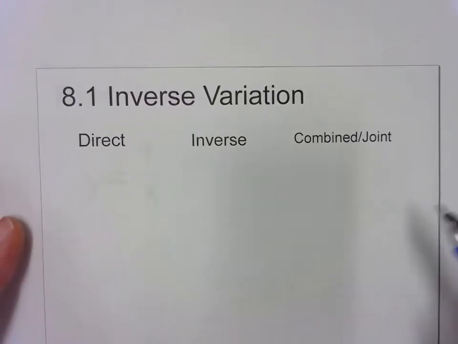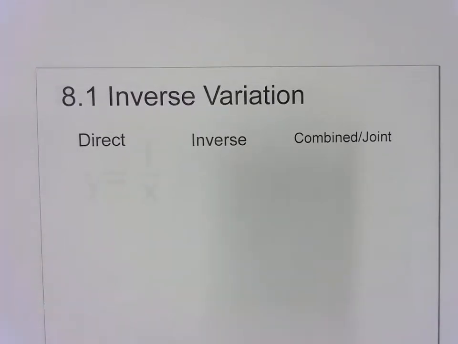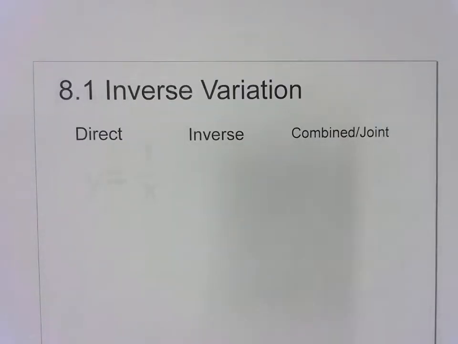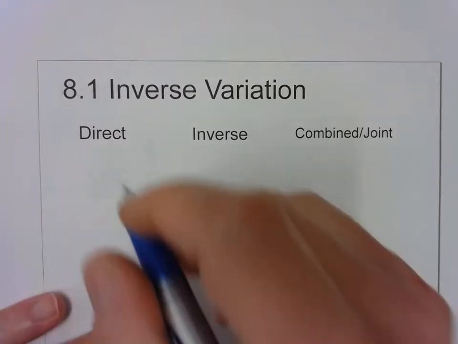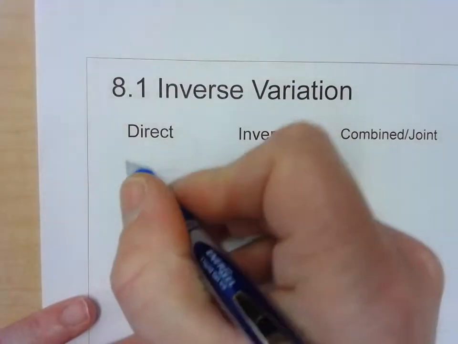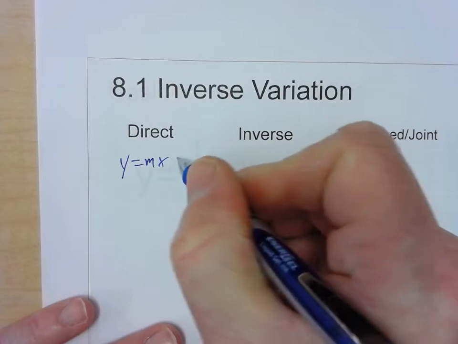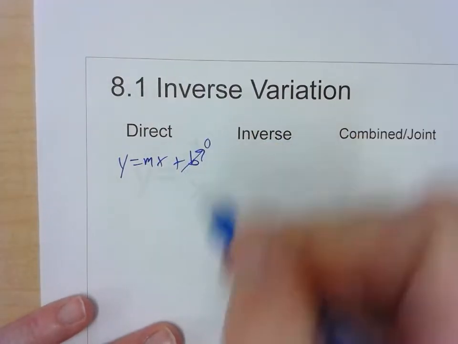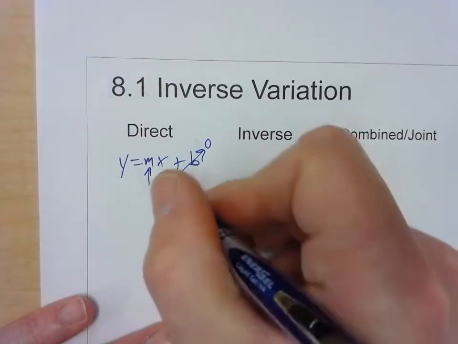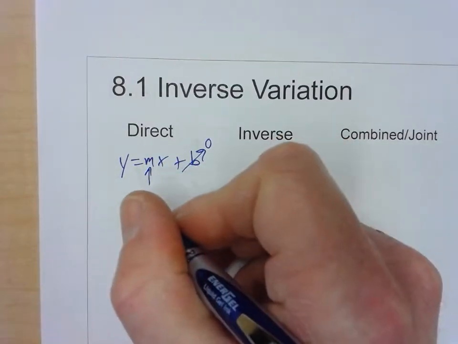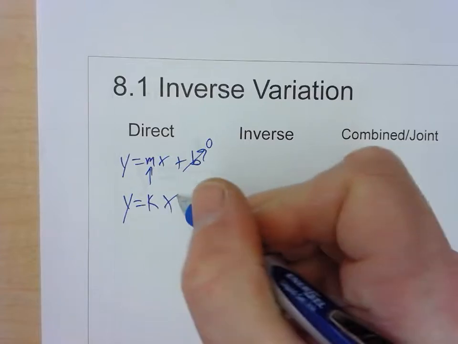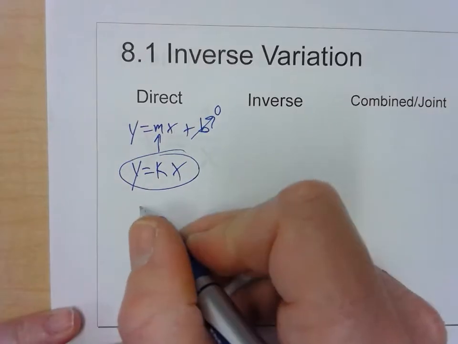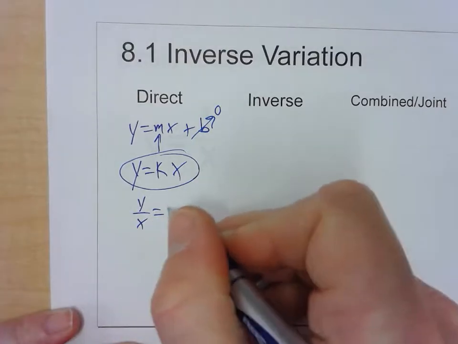All right, welcome to section 8.1, inverse variation. There are three different kinds of equations we're going to talk about here. Actually, we even can talk about more than that. Direct variation is basically y equals mx plus b, but we change a couple of things. We make b always 0, and instead of having slope, we call this k a constant. So y is equal to kx. This is direct variation. You can also write the equation y over x is equal to k.